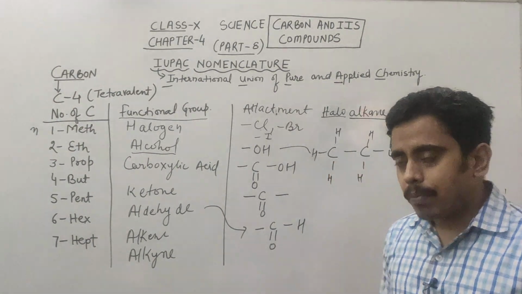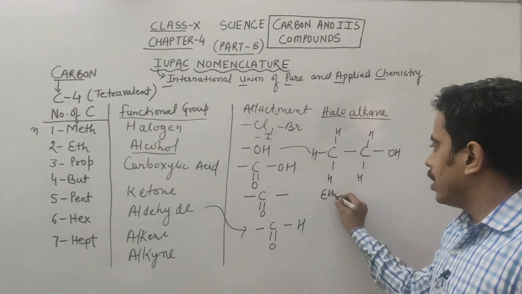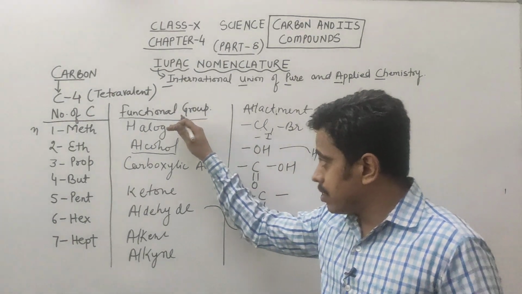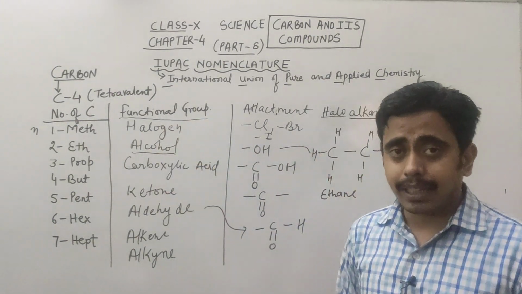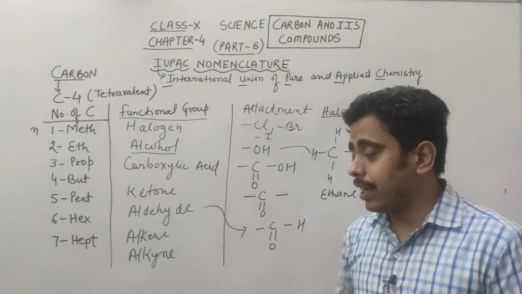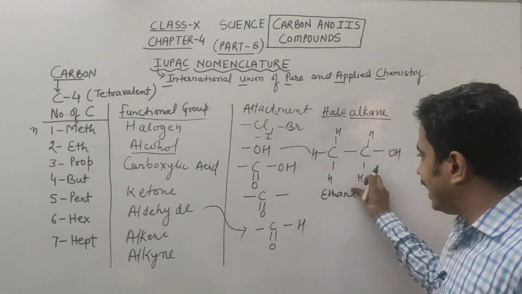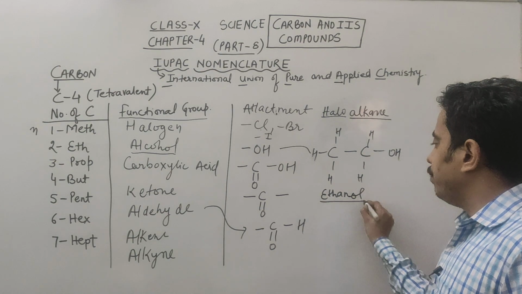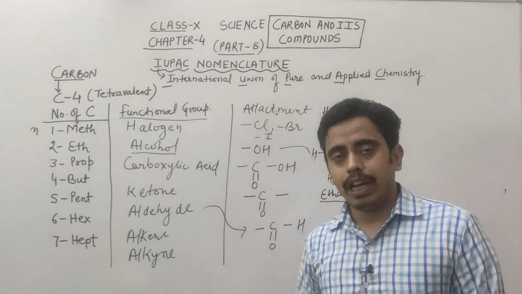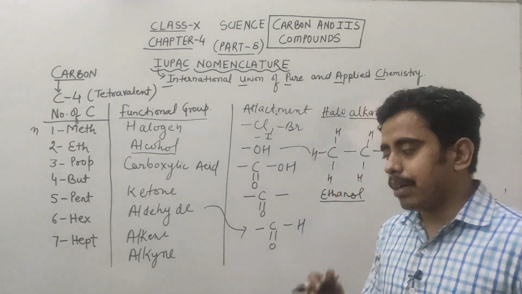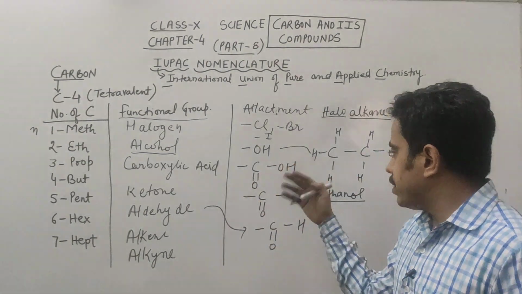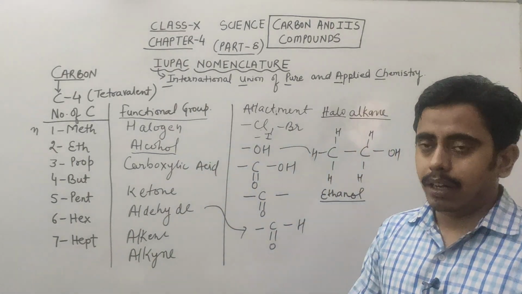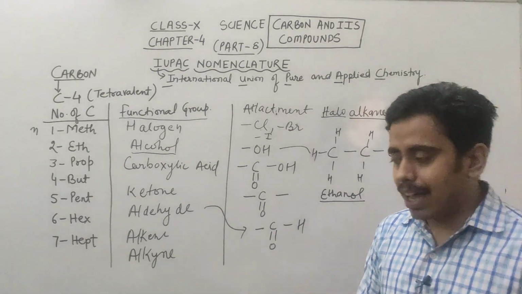And how will it be named? Two carbon atoms, ethane. And in these groups, for alcohol, what do we use? For alcohol, a suffix is used. Basically, a suffix is used by replacing the last E. By replacing the last E, you have to use OL. So the name will be ethanol. Two carbon atoms, ethane, and the OH group is there. For the OH group, alcohol, you have to use the suffix OL. That is ethanol, replacing the last E.